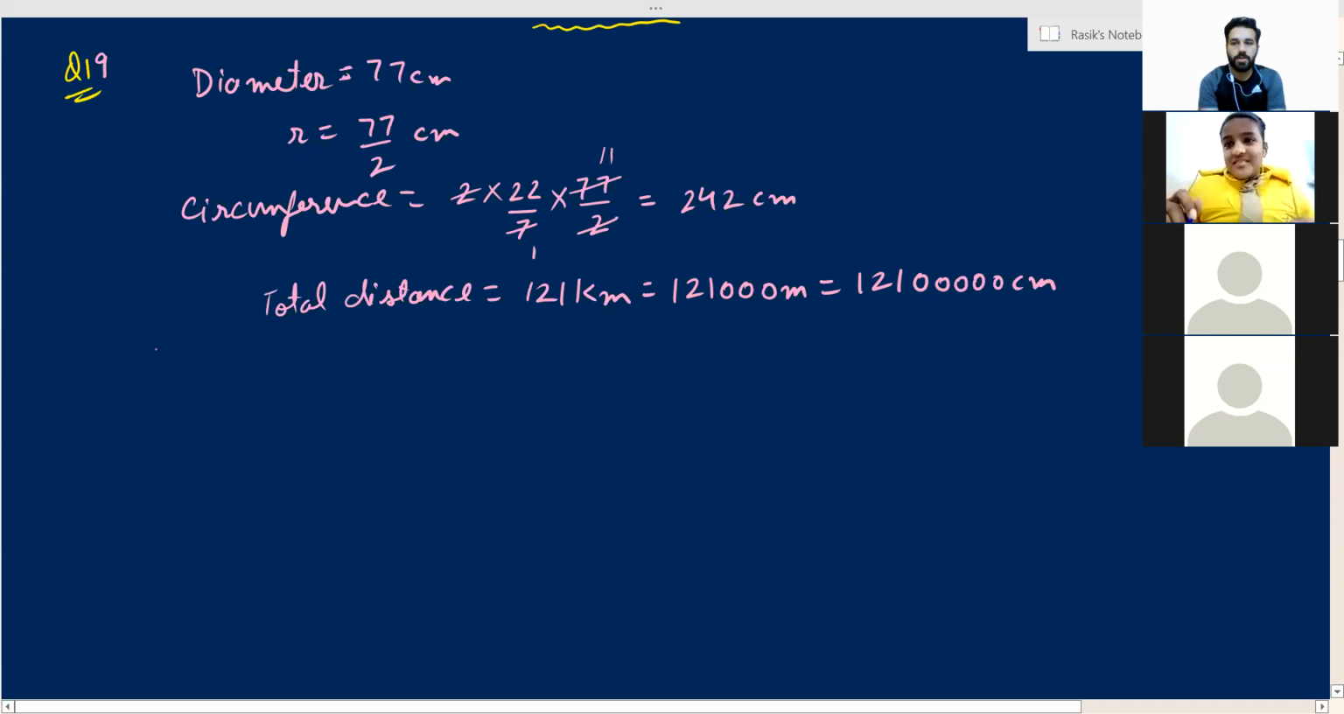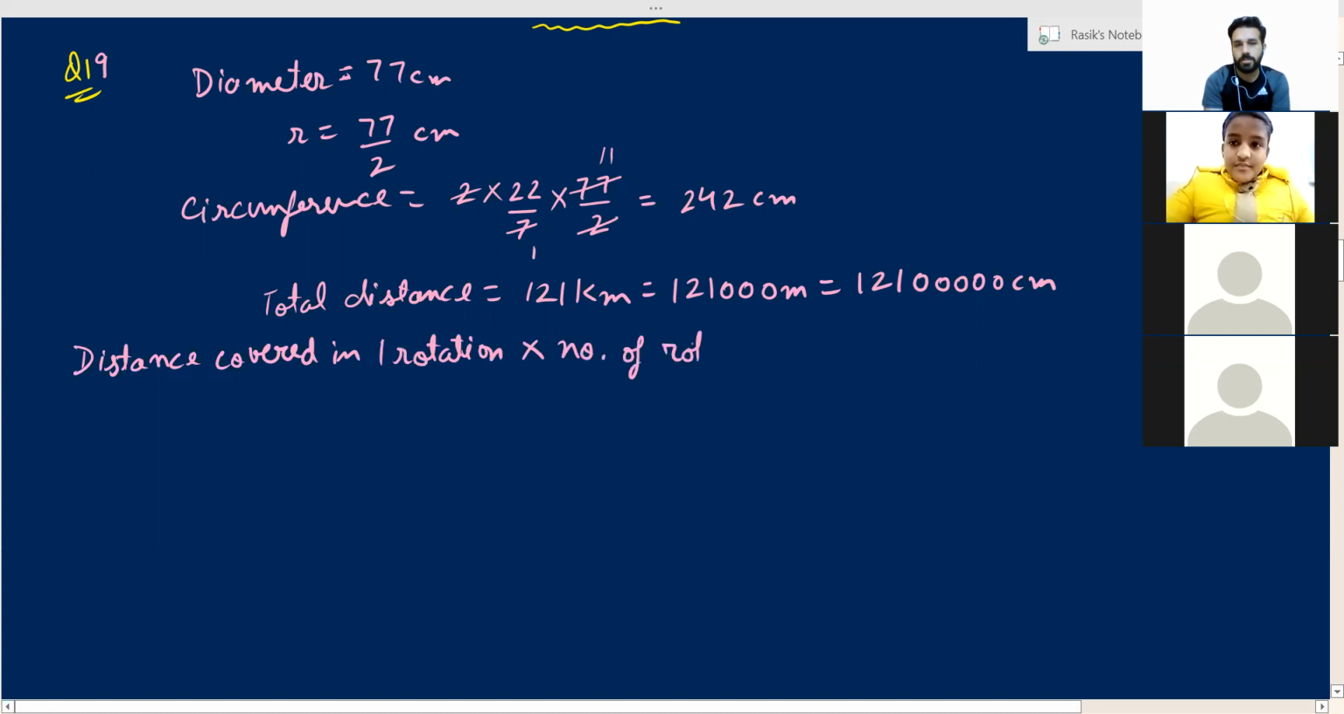Here, now the number of rotations we have to find out. So we know that distance covered in one rotation multiplied by number of rotations is equal to the total distance covered. Like we used in the last question also. Distance covered in one rotation multiplied by number of rotations gives you the total distance covered.